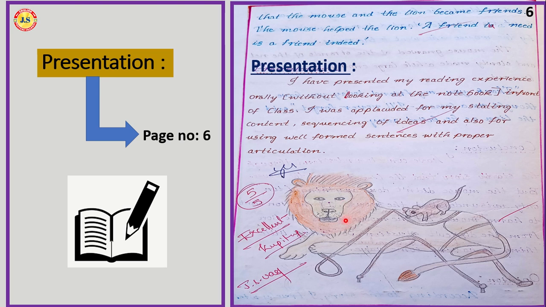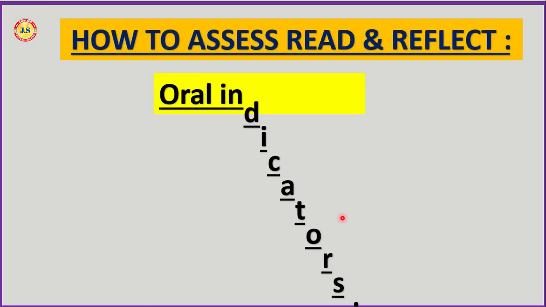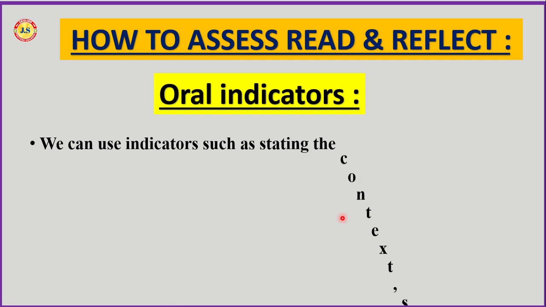So here, the appearance should be good. At the end you are supposed to draw the picture, or otherwise you can draw the picture after writing the analysis also. That's your wish. So I hope you understood how to write, read and reflect for formative assessment. The same format can be used for all classes, for all the formative assessments, like formative assessment 1, formative assessment 2, formative assessment 3 and 4. Now let us see how to assess read and reflect.